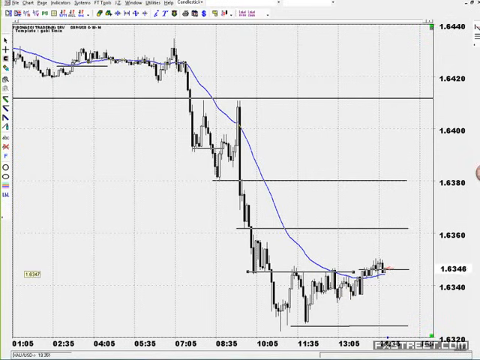Let's see if there's anything else. Let me look at some notes here. So as far as position management goes, that's pretty well what we do. Usually I'll pull up a 5-minute chart to manage the position.